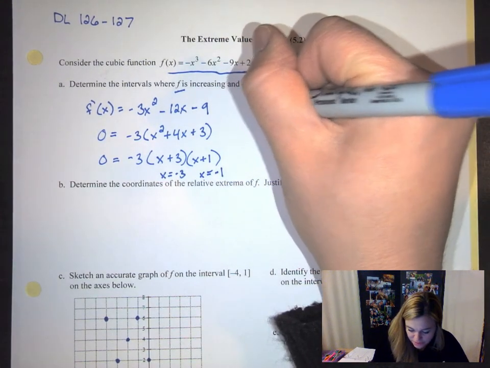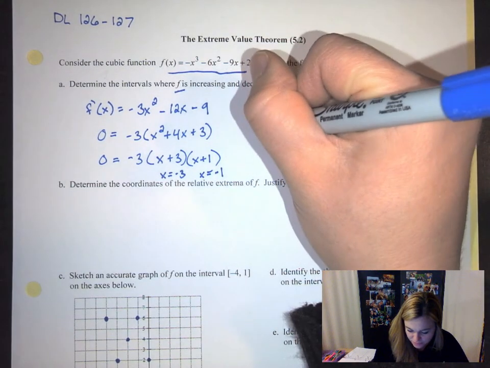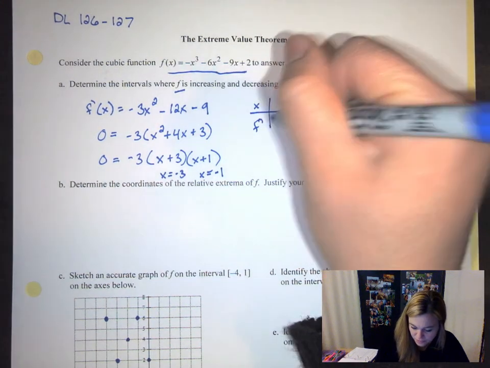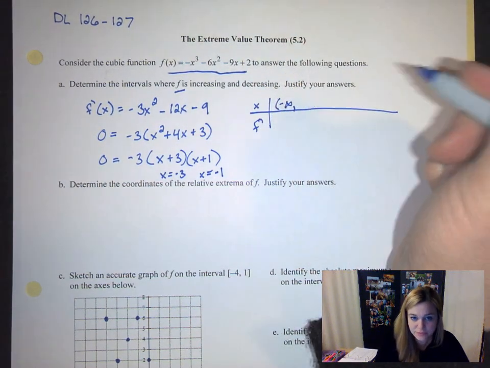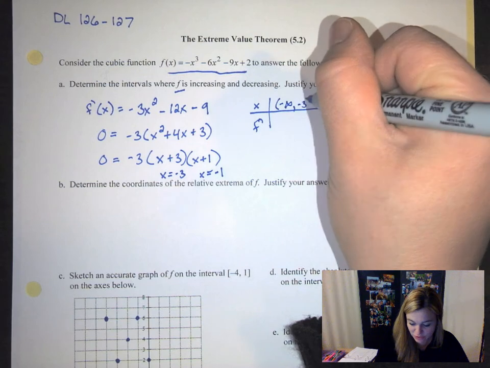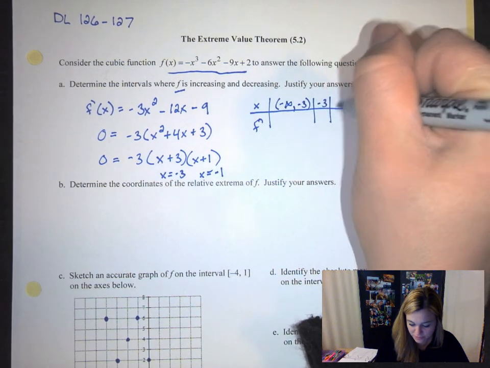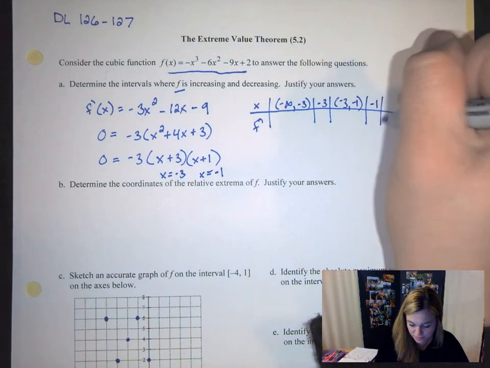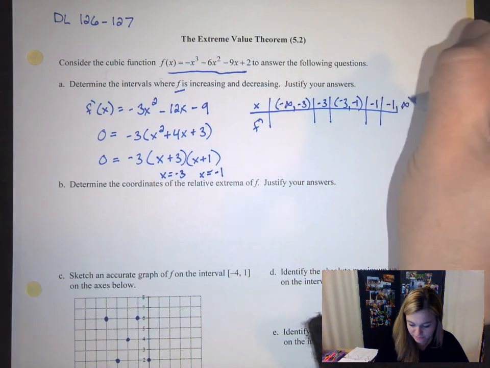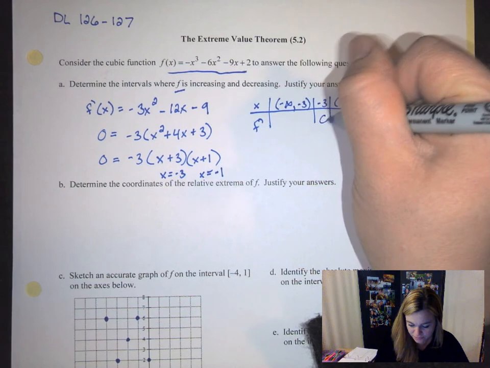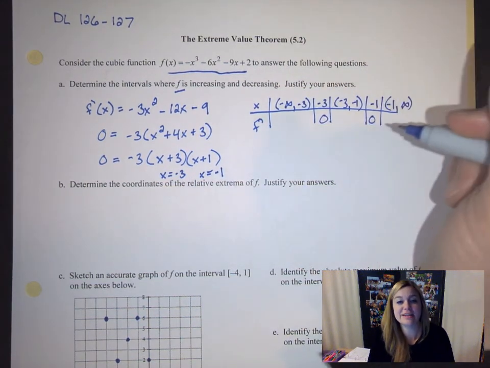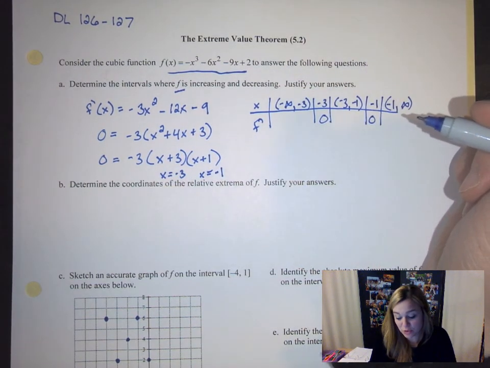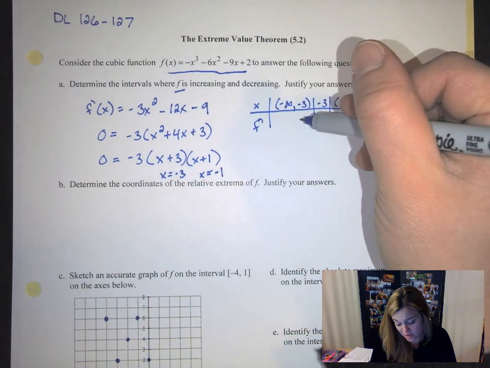I'm going to make a chart. Negative infinity to my first 0, which is negative 3. Then negative 3 to negative 1, and negative 1 to infinity. From negative infinity to negative 3, pick your favorite number. So mine is negative 400.